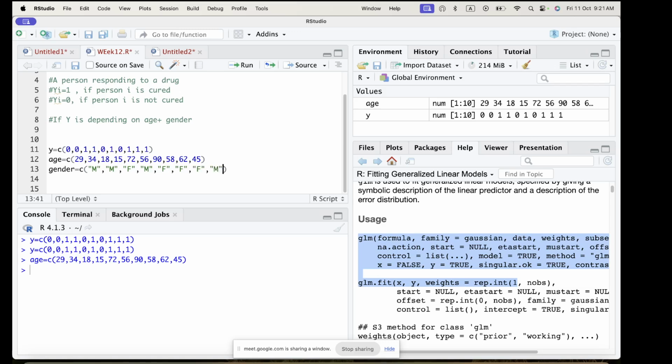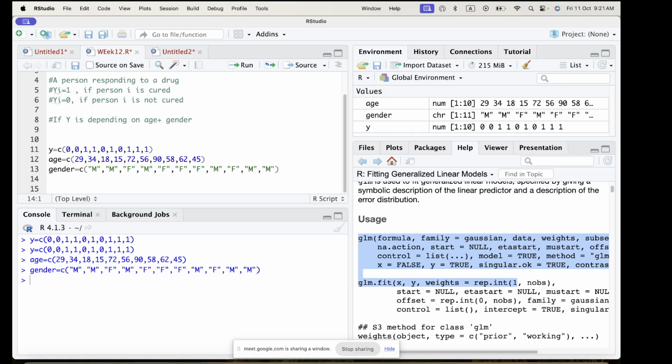Then we have male, then we have female, then we have male, then again we have male. So how many do we have? Okay, one more, so I'm going to, let's say, move one. Alright, so here I have this data set.